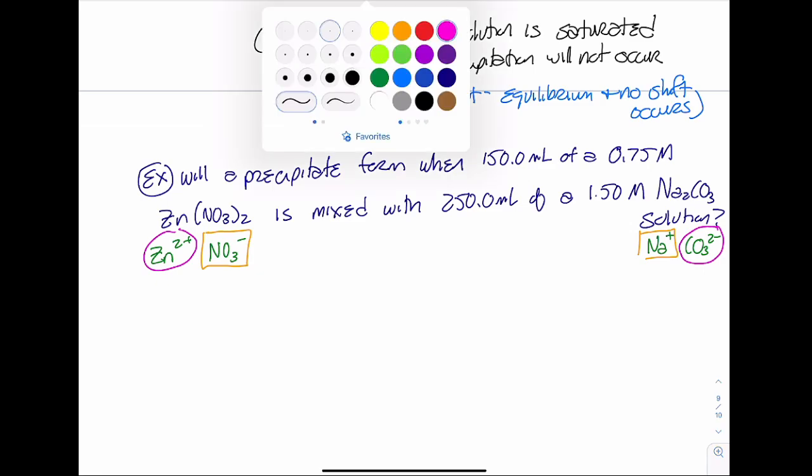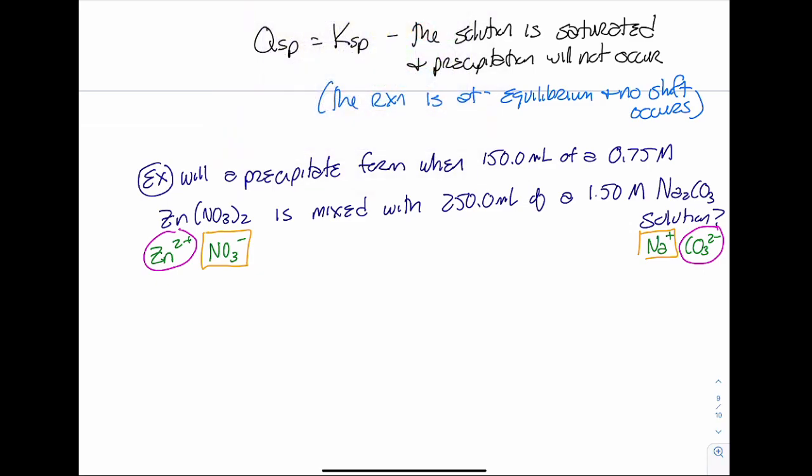So the balanced equilibrium equation that we care about for this reaction is going to be zinc carbonate solid dissociating slightly into zinc ions plus carbonate ions. And again, if you need to write the entire equation, cancel out your spectator ions to be able to see that, go for it. I'm just hoping at this point you can kind of jump right to this part without having to do that extra work. But again, if you need to do the extra work, by all means do it.